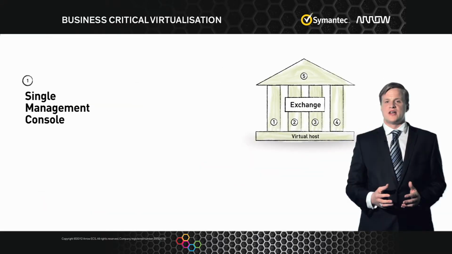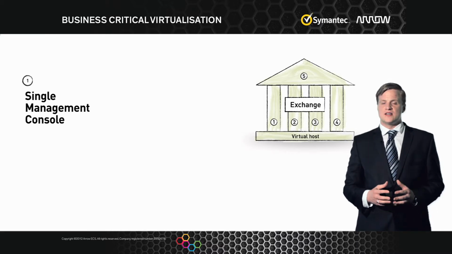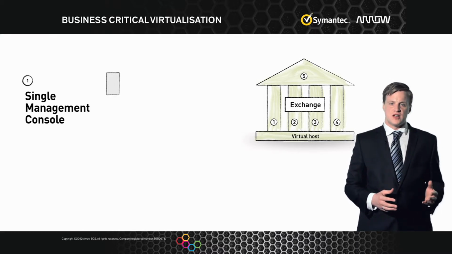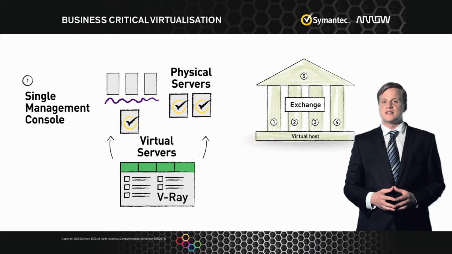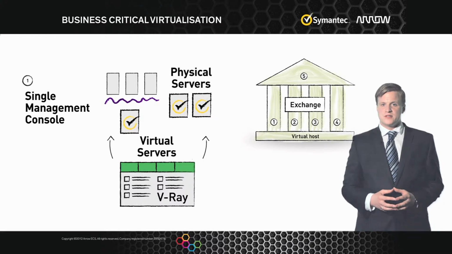The first pillar of data protection is to be able to protect your information completely. What this means is it doesn't matter if your data resides on a physical server or a virtual server. Symantec's products work across both. Symantec have a unique technology called V-Ray, which allows you to look within your virtual environments.